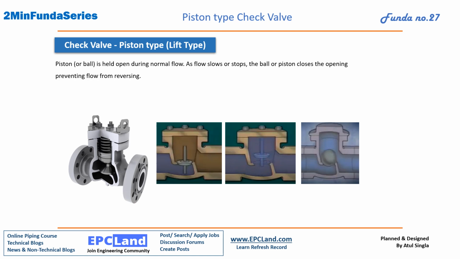As the flow slows or stops, the ball or piston closes the opening, preventing the flow from reversing. If the flow gets slow, or the amount of flow is less, then this piston or ball will come down and close the opening. So there is no reverse flow. So this is the main function. The flow itself raises it up, and when it comes down, reverse flow is not possible.